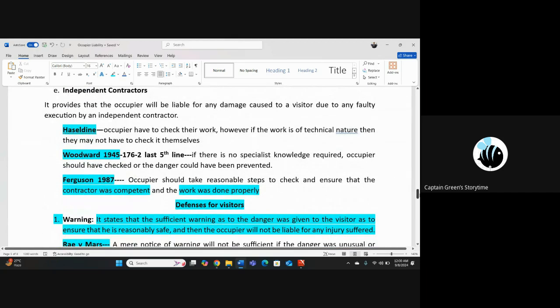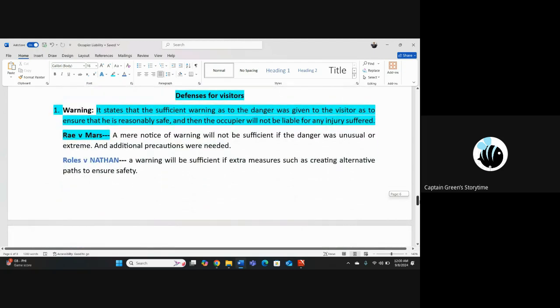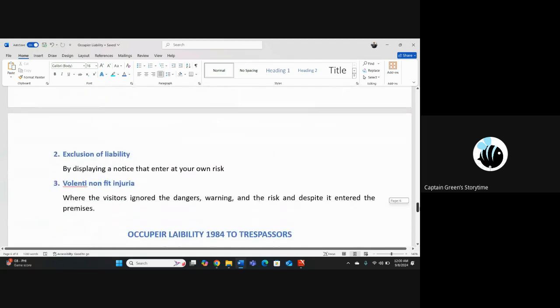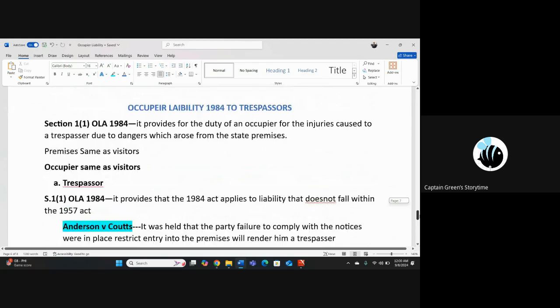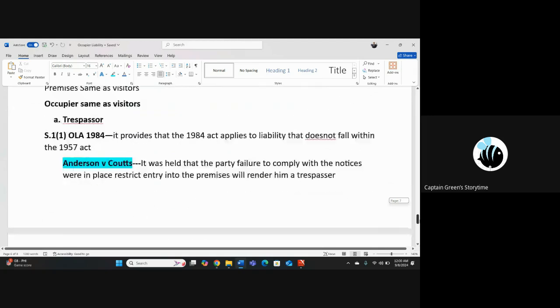Moving on, we studied the independent contractors. Here we studied two things. Number first, the occupier should check whether the contractor was competent, and second, whether the work he was doing was proper or not. If the two factors are satisfied, then there will be no liability. Moving on, we started with the defenses for visitors. We studied the warning defense, exclusion of liability defense, and voluntary non fit injuria defense. And then we moved on to the 1984 Act for trespassers, as we studied now.